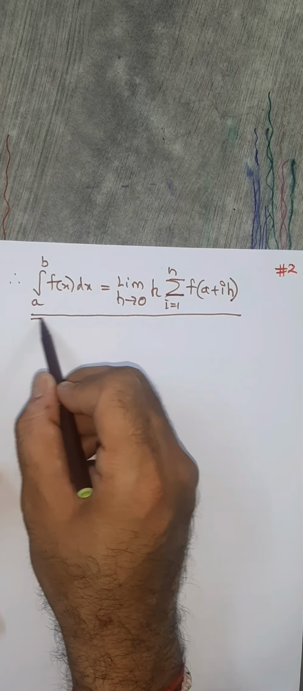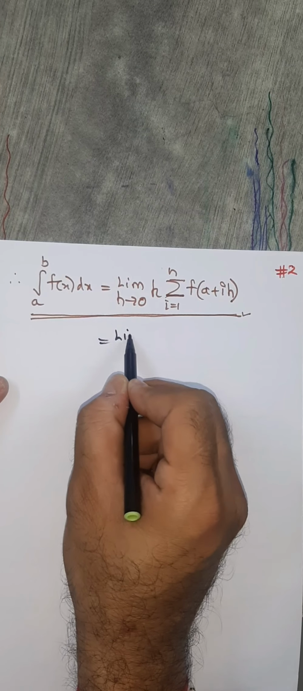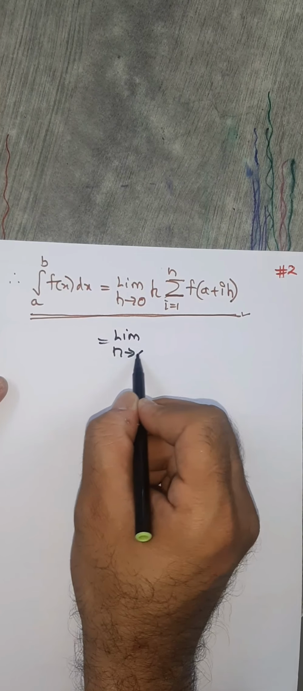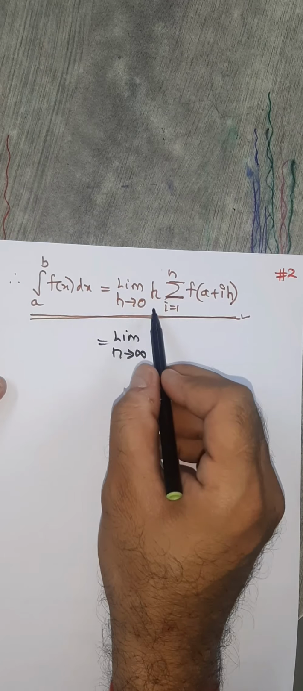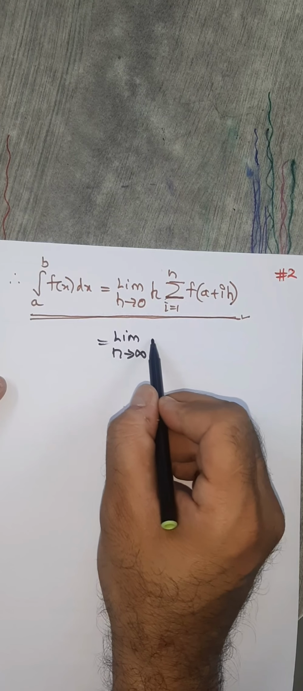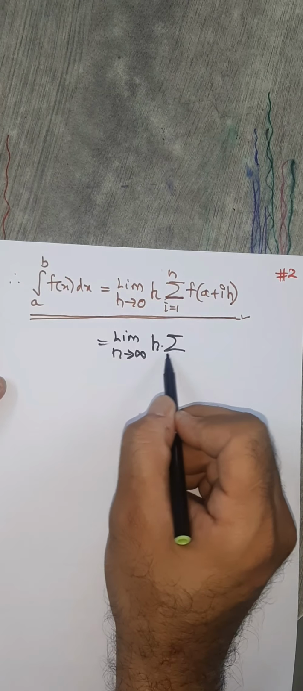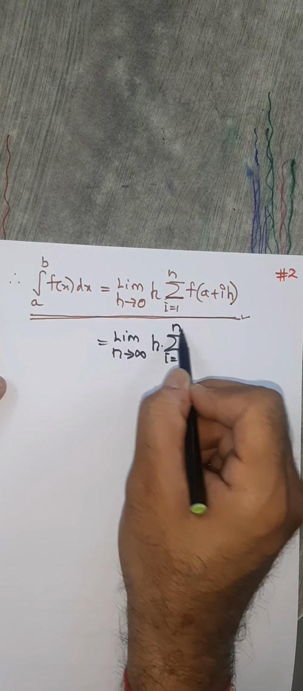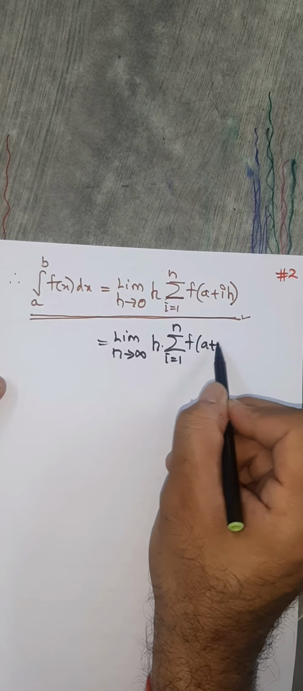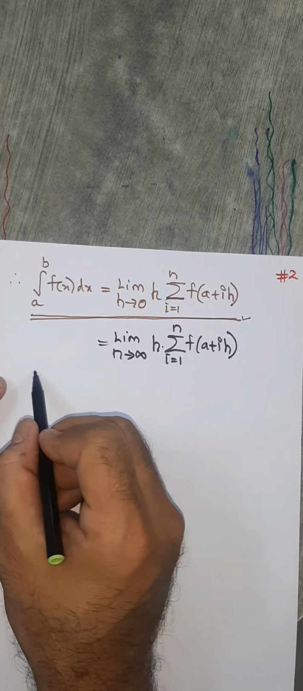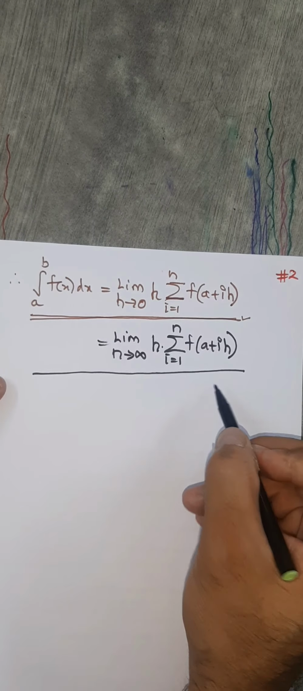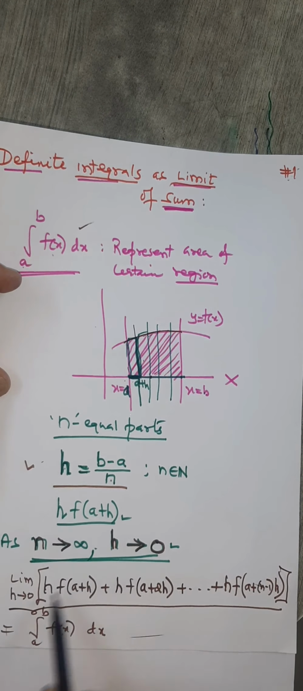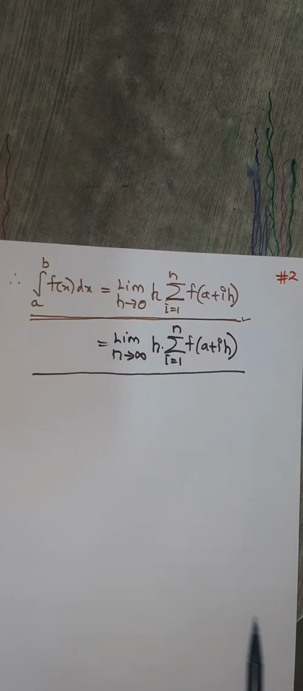The same formula you can write in terms of infinity also. So I can rewrite it like this: limit n tends to infinity. Here you can write the formula for h as b minus a by n if you want, but I am keeping h as it is, sigma i runs from 1 to n, f of a plus ih. This you need to remember. The previous page, the beginning, what I've explained, is just for your information, how we are writing this formula.